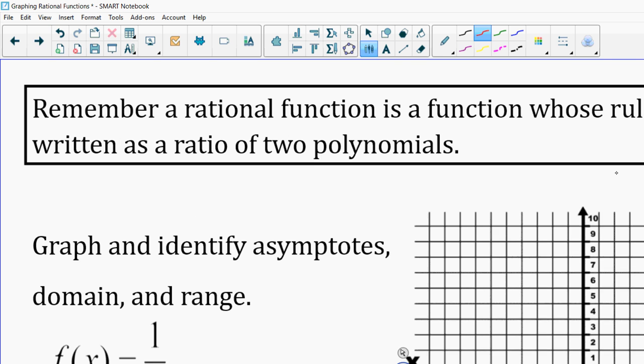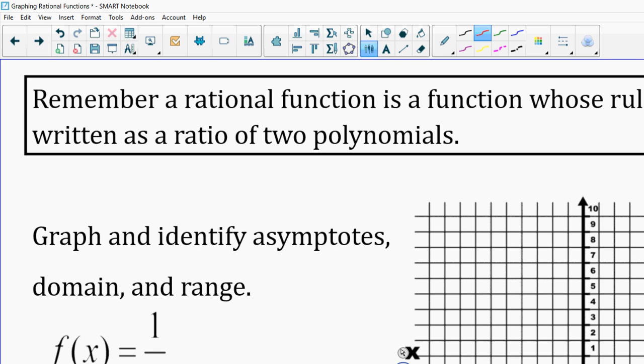Now, remember what a rational function is. It just means there's a variable in the denominator. That's all it means. There's a variable in the denominator.